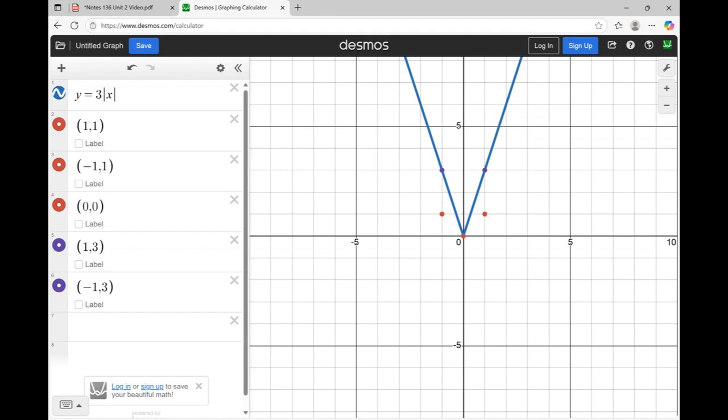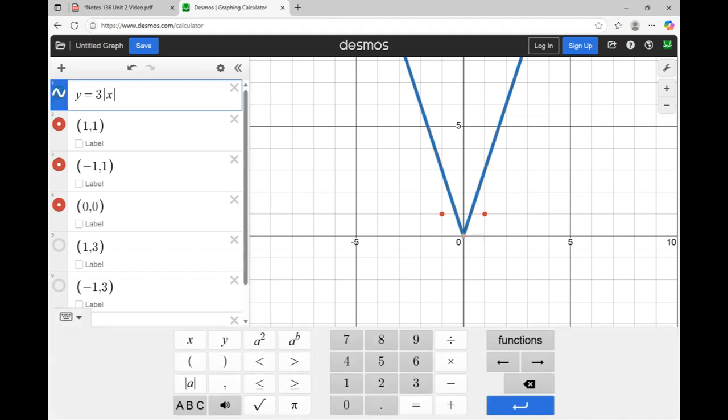So what happened here is it didn't make it skinnier. What it did was, imagine drawing this V on like a piece of rubber and then stretching it, right? We stretched these dots from at 1, we stretched them up to 3. And when you stretch something up, it looks like it's getting skinnier, but it's actually stretching vertically. So we call this a vertical stretch. And this is going to work no matter what kind of number we put on the front here.